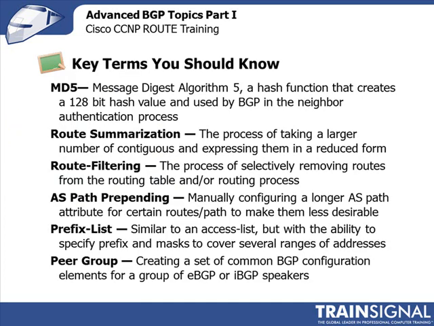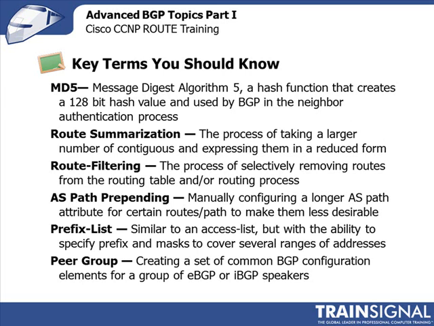Let's look at some of the terms we talked about in this particular lesson. MD5, remember that's the message digest algorithm version 5. It's a hash function that creates a 128-bit hash value and is used by BGP to authenticate neighbor messages, much as it has been in EIGRP and OSPF. Route summarization is the process of taking a larger number of contiguous networks and expressing them in a reduced form. Remember the 192.168.1.0 through the 15.0 being able to be summarized in a single aspect.